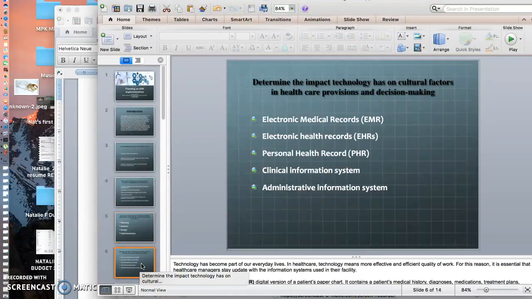Determine the impact technology has on cultural factors in healthcare provisions and decision making. Technology has become part of the everyday lives. In healthcare, technology means more effective and efficient quality of work. For this reason, it is essential that healthcare managers stay updated with information systems used in their facility. And some you will find are electronic medical records, electronic health records, personal health records, clinical information system, and administrative information system.